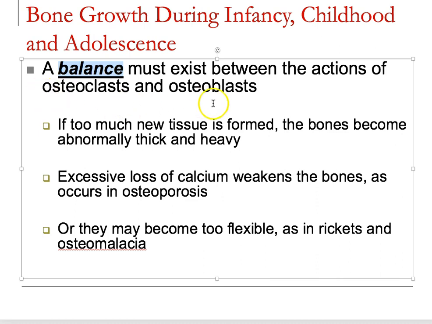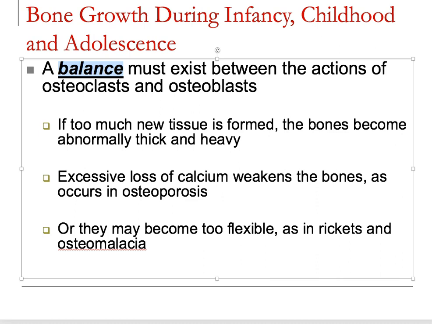Okay, so if there's too much new tissue formed, bones become too thick and heavy. If there's not enough, then they're weak and brittle. Rickets is the example that's given inside your textbook, and maybe inside class, if we have time, I'll explain that to you. But essentially, rickets was the description of you didn't have enough calcium phosphate, and there was incomplete processing of collagen inside the cells that are making and excreting collagen.